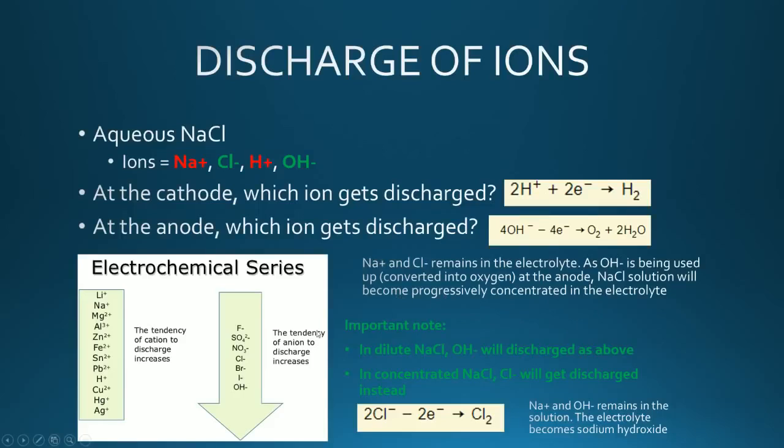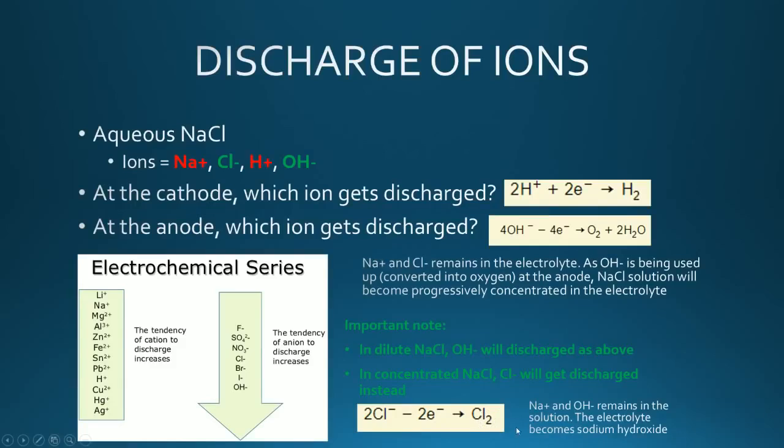Really important note here, despite the fact that hydroxide ions are lower down on the list in the electrochemical series, if the solution itself was concentrated, for example, Cambridge might say concentrated sodium chloride solution, then it will in fact be chloride ions that get discharged instead of the hydroxide ions, simply because you have a lot more chloride ions in the solution. So rather than the equation above, you'll actually get chloride ions getting discharged to form chlorine molecules at the anode if it was a concentrated sodium chloride solution.